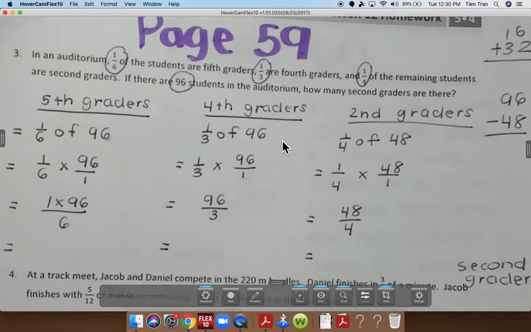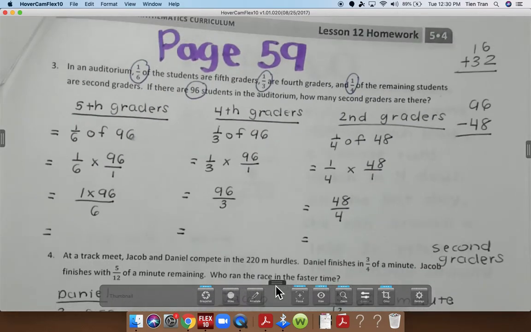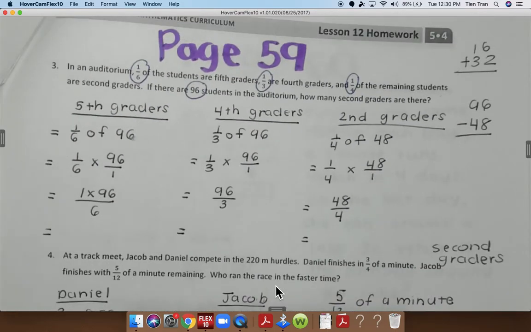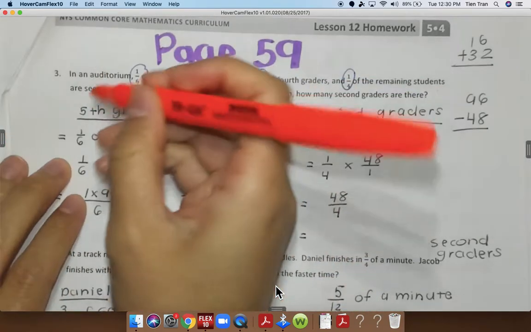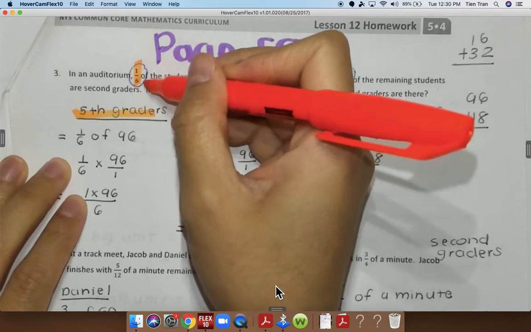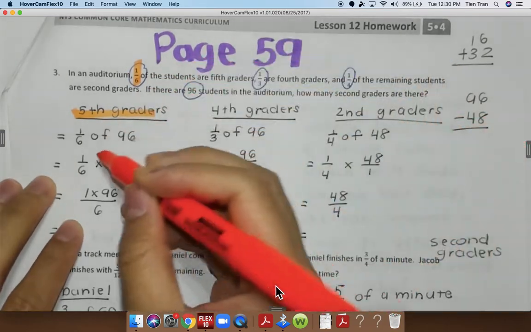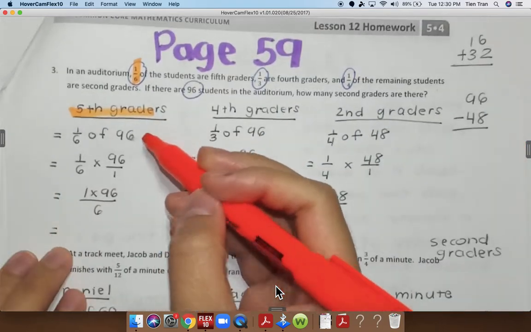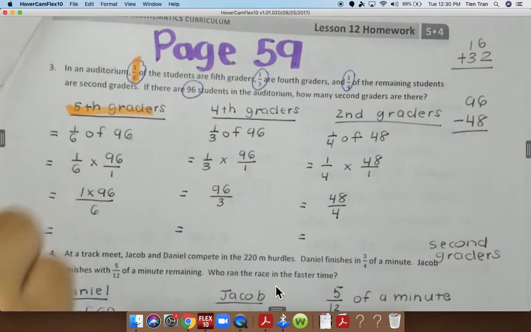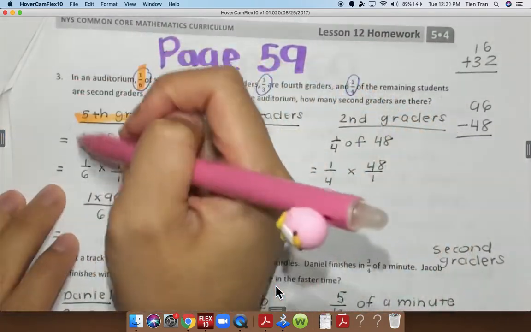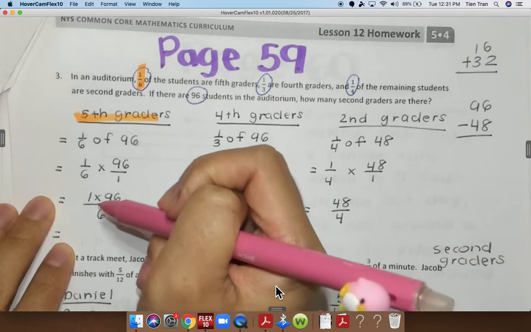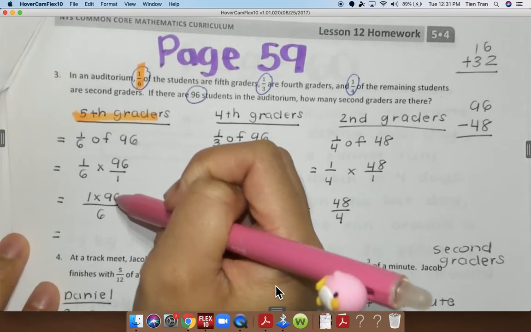There we go. And I'm going to zoom in. So I have 5th graders. And for 5th graders, I have right here, it is 1/6, because it says in an auditorium, 1/6 of the students are 5th graders. So I'm multiplying 1/6 times 96. Why 96? Because 96 is the number of all students. So I'm multiplying 1 times 96, which is equal to 96.